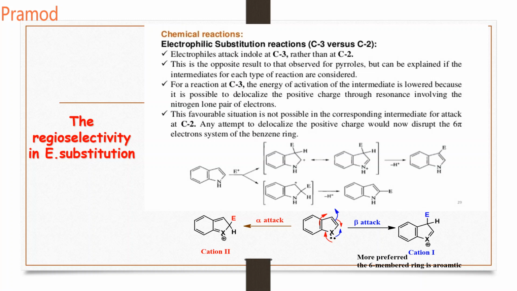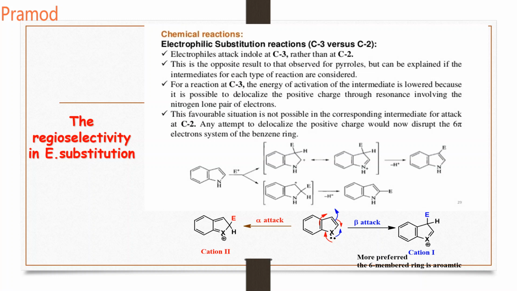So what happens when you try to react with indole? At the third position, the nitrogen is involved. There is no involvement of the benzene. The aromaticity of benzene is not lost. Whereas if the reaction takes place at the C2 carbon, this destroys the aromaticity of your benzene ring.